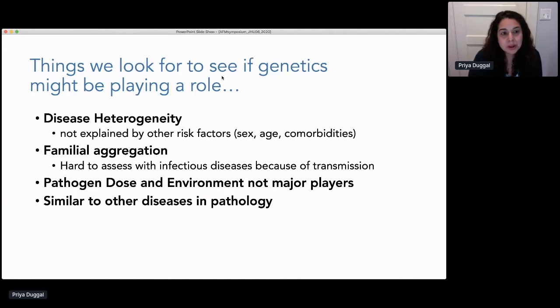And then we also want to consider, when we think about the role host genetics may be playing, the role that pathogens may be playing, whether it be by dose or their environment. And if they're the major player or the major driver, then we suspect that host genetics will not be playing that major role. And then there are also similarities to other diseases in their pathology.